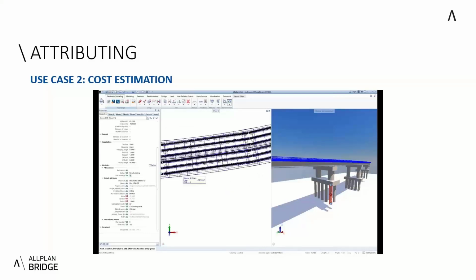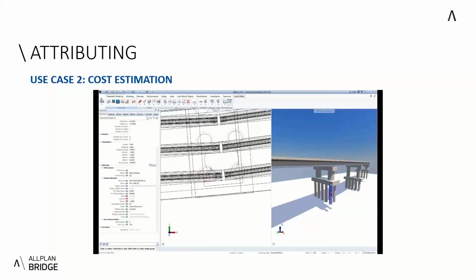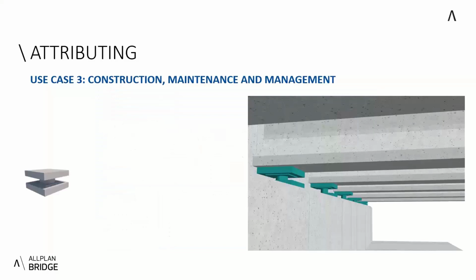And the really cool feature is that if I change the radius, like I said, the reinforcement will also change. So as you can see, the reinforcement has also adapted to this use case. So this is another use case. And the third use case would be for construction or maintenance or management.